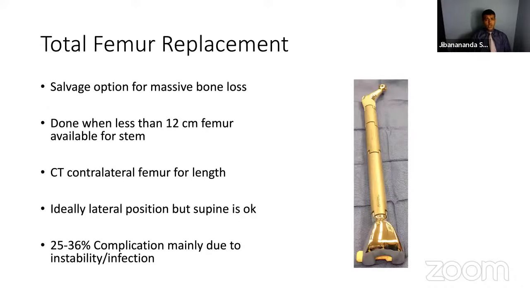Now, coming to total femur replacement, this is a salvage option for massive bone loss, only done when you have less than 12 centimeters of femur available for the stem. I always do a CT of the contralateral femur for length. That is very important, because that's the key thing to get the length right in these. Ideally, lateral positioning, though I've done both ways. I've done semi-lateral, almost close to supine, versus full lateral, and they both seem to work without issues. High complication rate, mainly due to instability and infection.